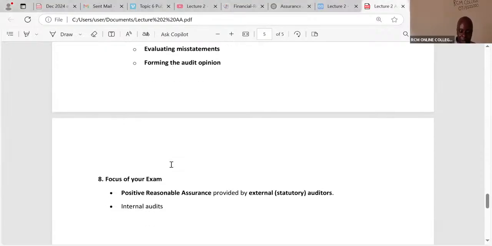I will be able, ladies and gentlemen, to bring this to your attention, because there is a whole chapter which talks about materiality. So for you, focus in your exam as you study: you must be able to know this positive reasonable assurance provided by external statutory auditors. And then, of course, you should be able to look at internal audits. As an internal auditor, there is the kind of assurances that you shall be providing.